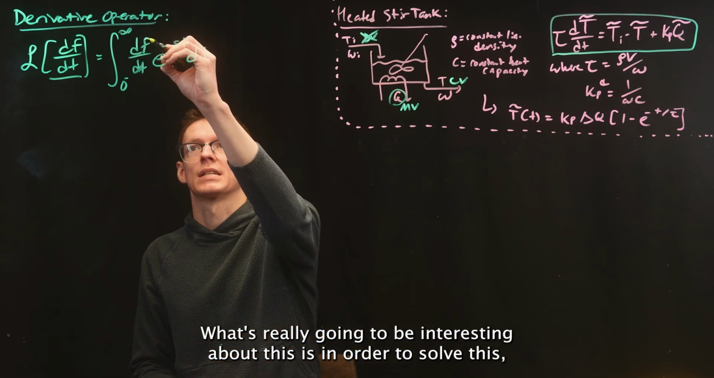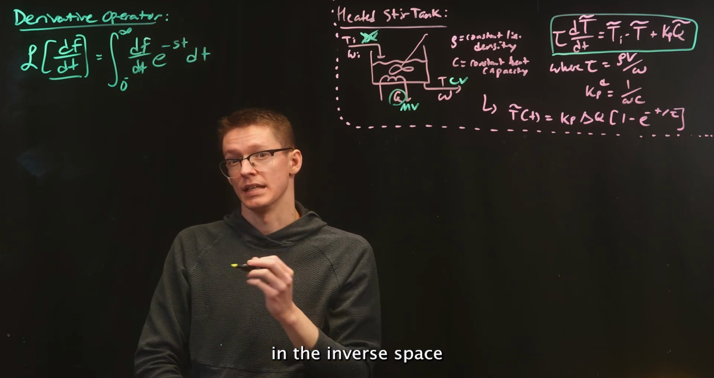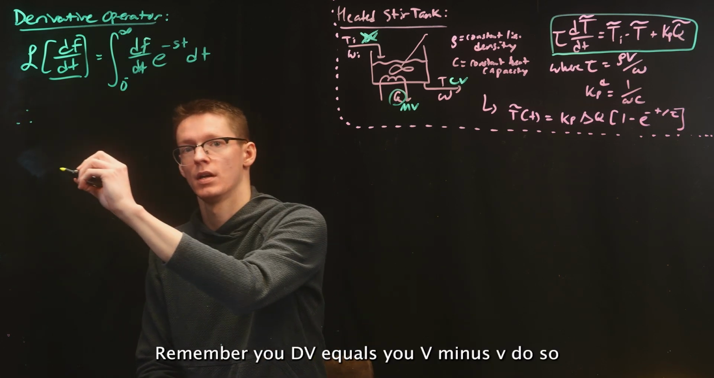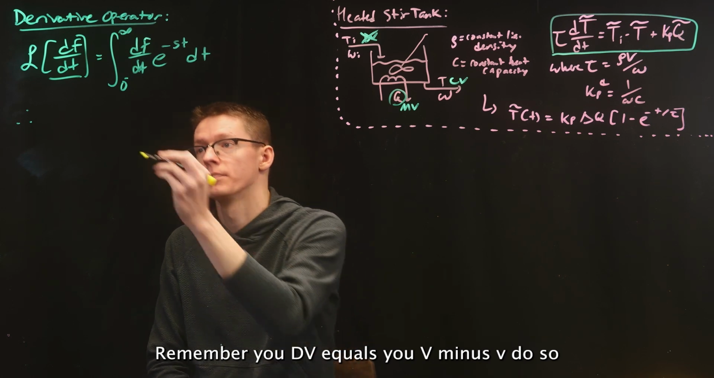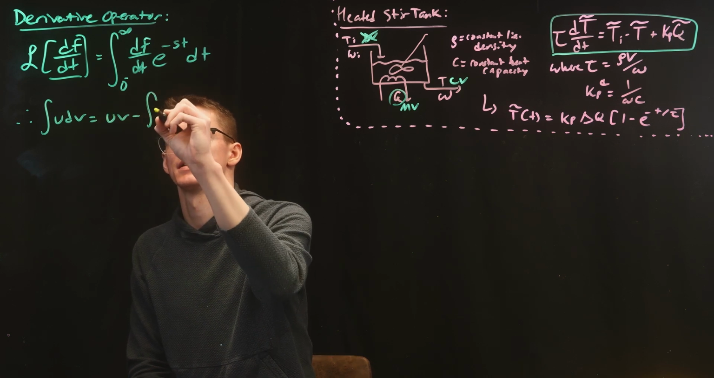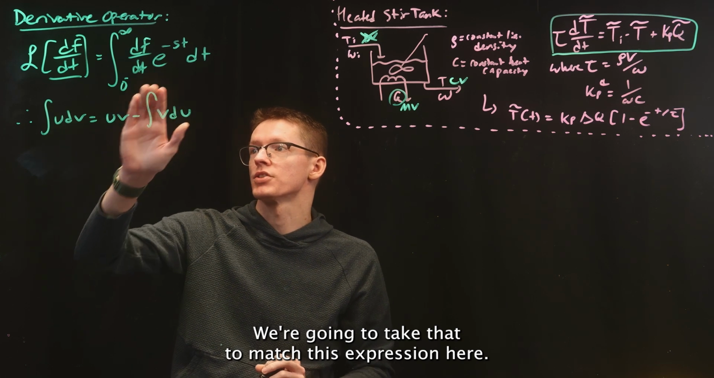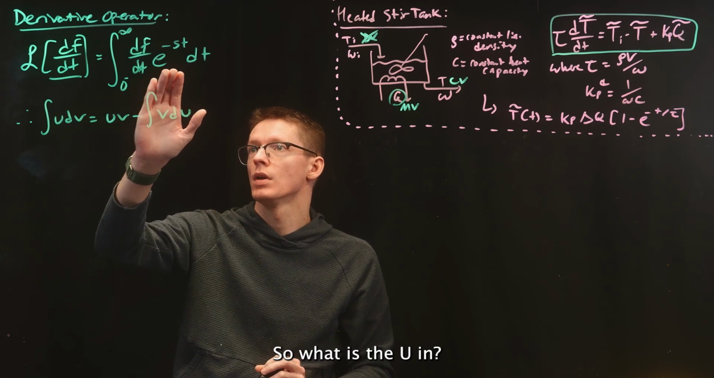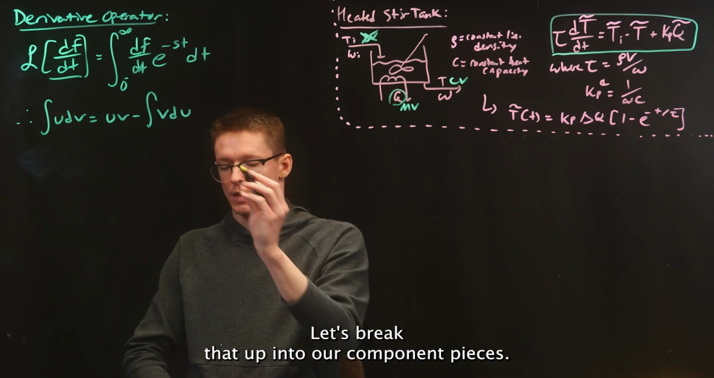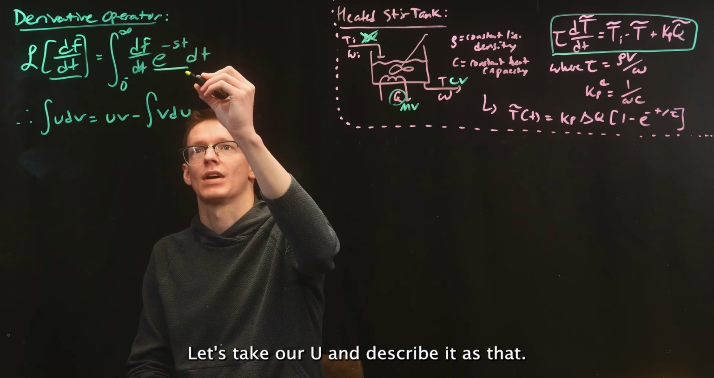What's really going to be interesting about this is in order to solve this, we need to think about our chain rule in the inverse space. We want to consider, remember, the integral of u dv equals uv minus the integral of v du, which we all used in calculus. We're going to take that to match this expression here. So what is the u and what is the dv? Let's break that up into our component pieces. Let's take our u and describe it as that.